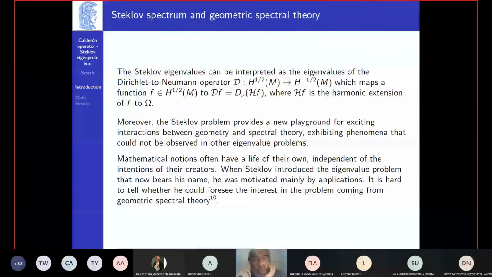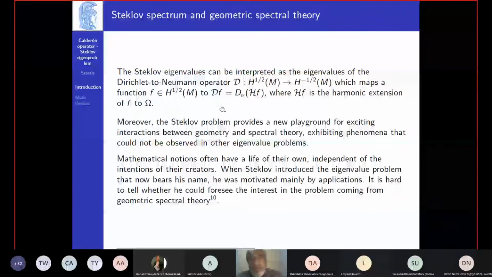So there are many interactions between geometry and spectral theory, and there are phenomena that do not appear in other eigenvalue problems. It is maybe interesting to remark that often mathematical notions are independent of the intentions of their creators. They have their own life. And nobody, I suppose, knows if, when Steklov introduced the eigenvalue problem, which was, as I mentioned, motivated by applications, he had in mind or could foresee any of this very modern geometric spectral theory. There is a very nice paper by Girouard and Polterovich of a couple of years ago about such ideas.